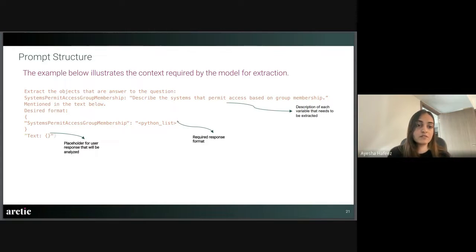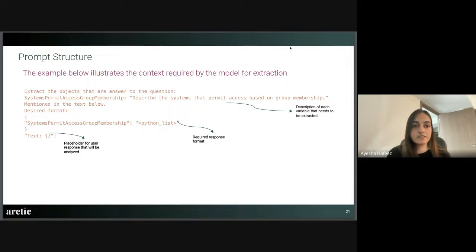So for example here, we want to extract the types of systems that permit group access. We've defined what that variable, systems permit group access group membership, means, but we've also defined that it's supposed to be extracted as a Python list. And then we have a placeholder for the user response where we're going to extract this information from. This is what we noticed worked best across the board. We did experiment with a few other formats, but this is what we ended up with.